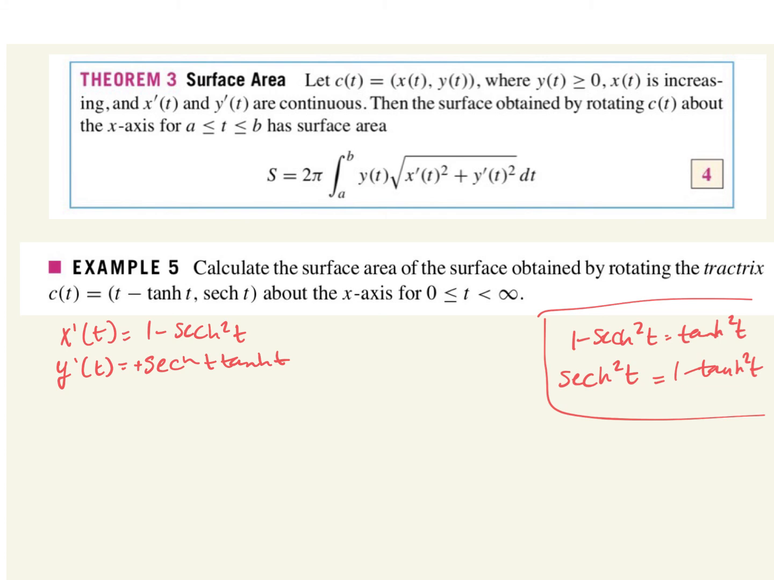All right, so then we are going to square these. So this is my side work. I don't want to put this mess into the integral. I want to simplify as much as I can before I get there. So I'm going to square the 1 minus sech squared t, and I'm going to square the sech t tanh t.